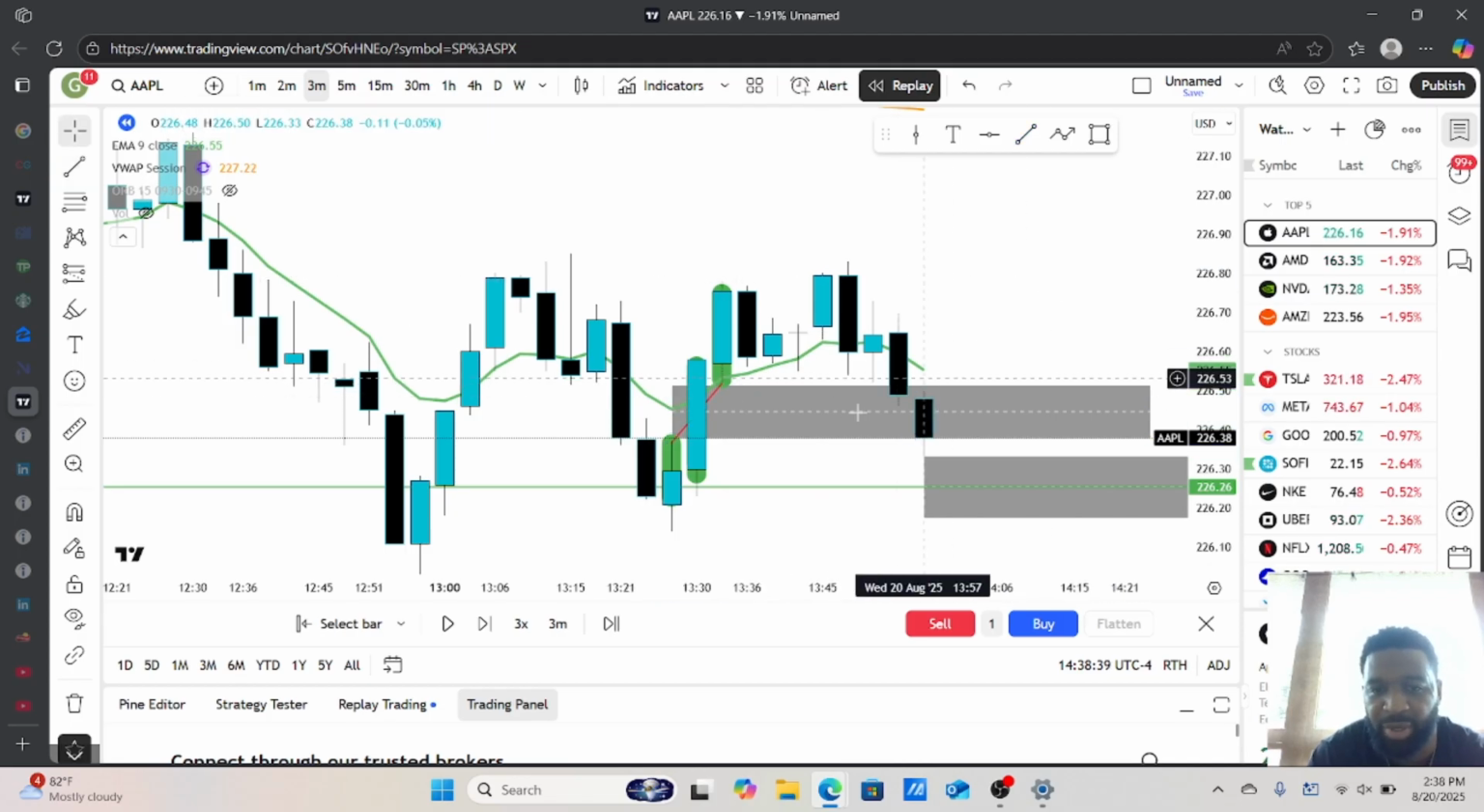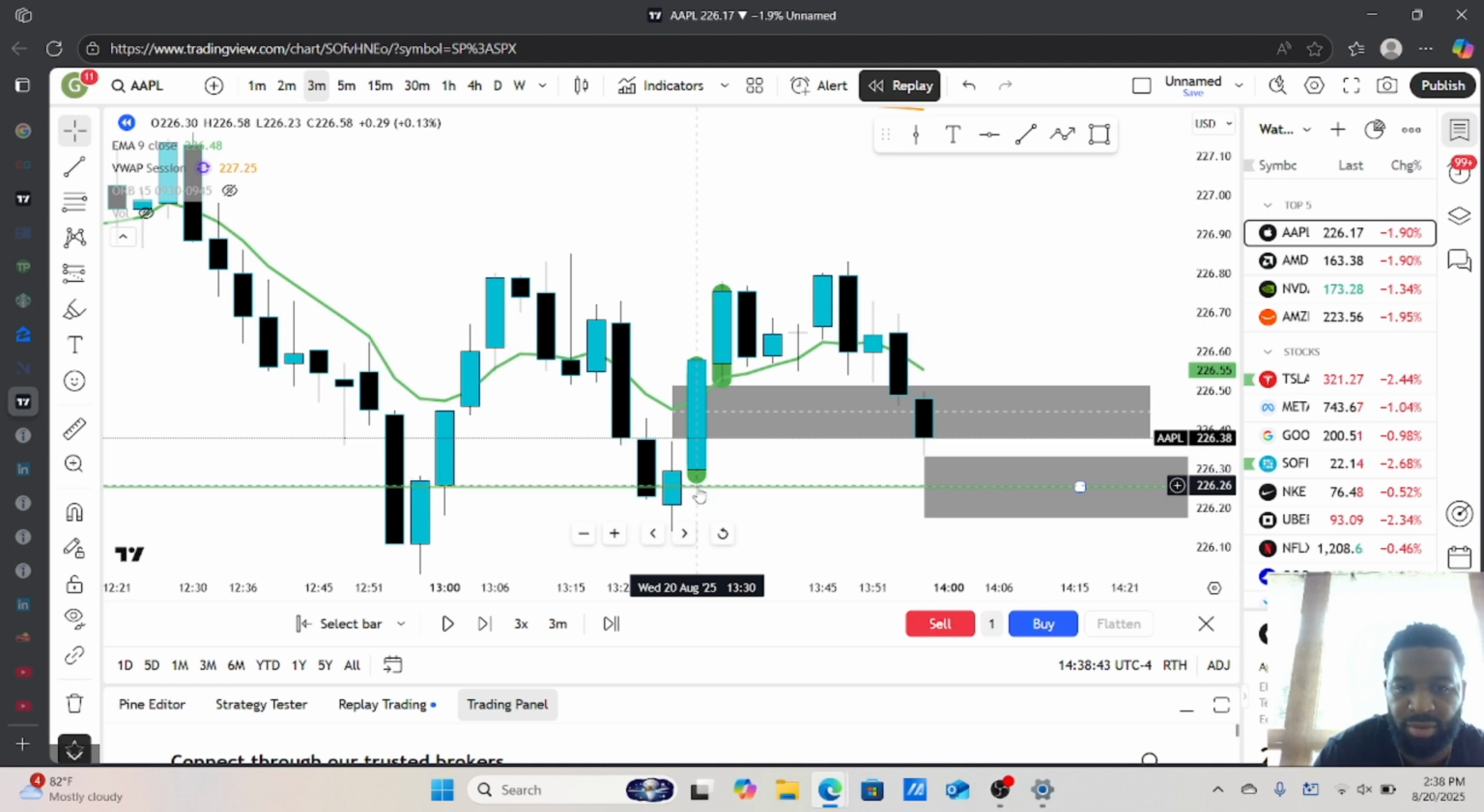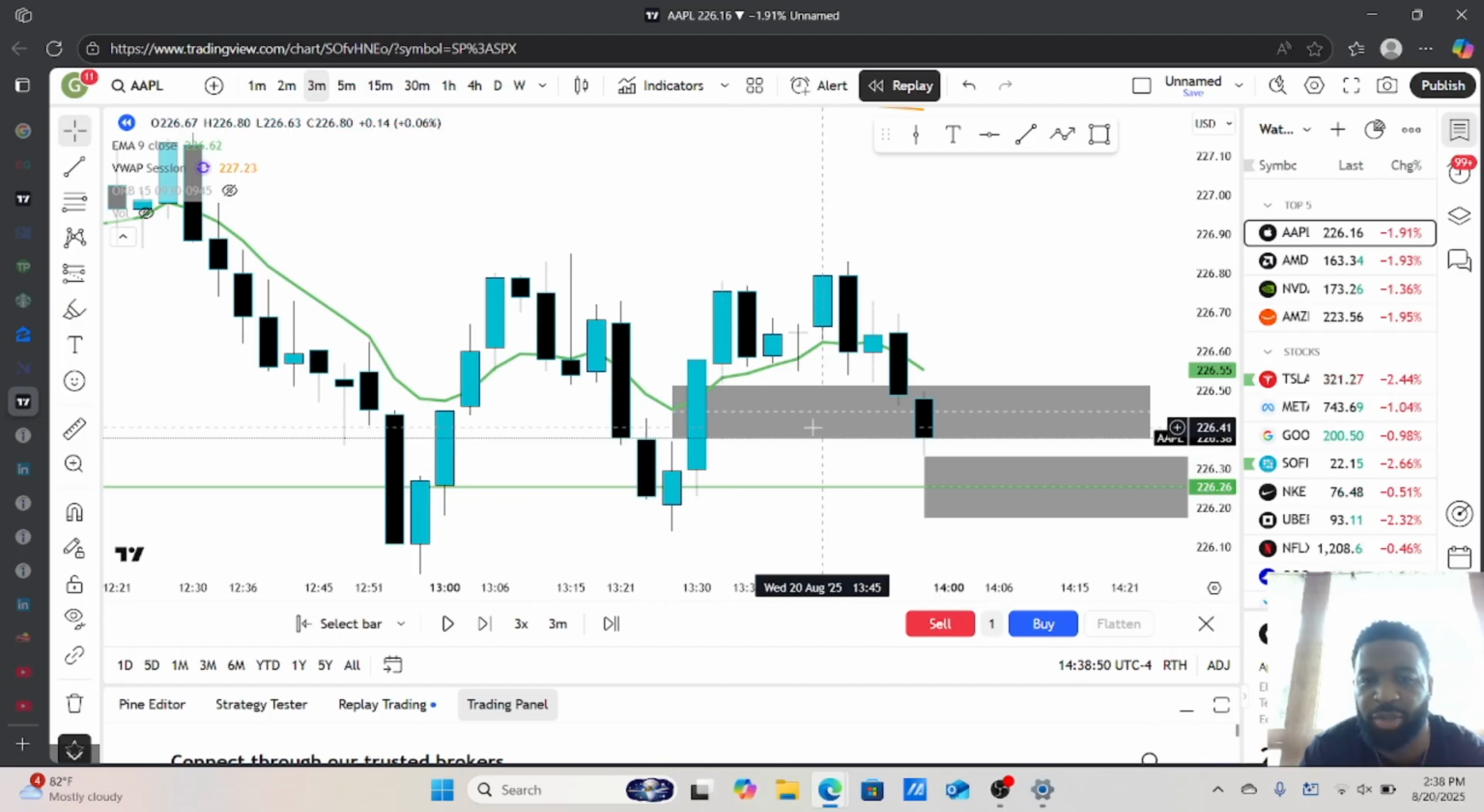Boom. There's our gap. Just like we just talked about, we have the fair value gap created to the upside. The midline is that area that I'm looking for price to retest and bounce off of.